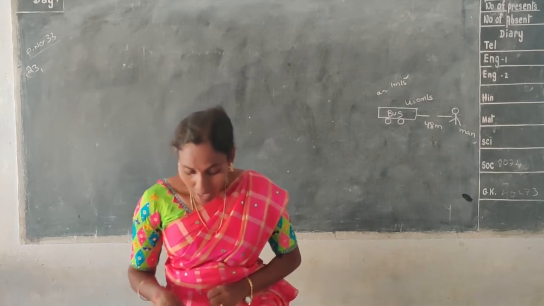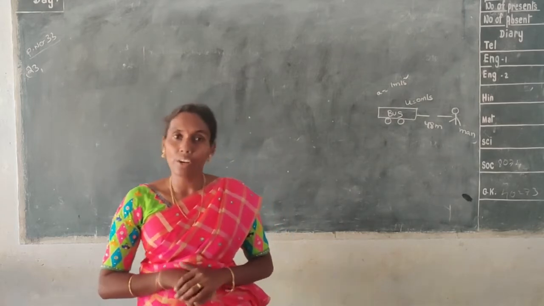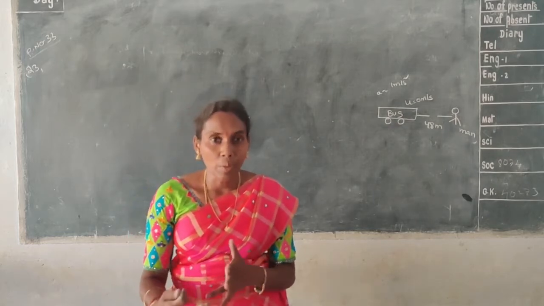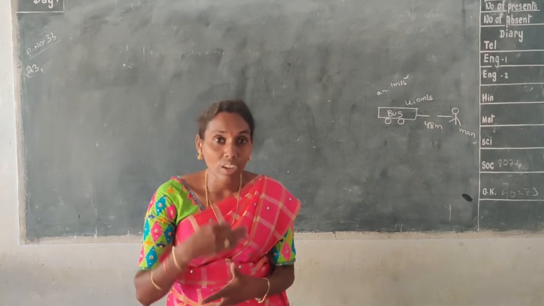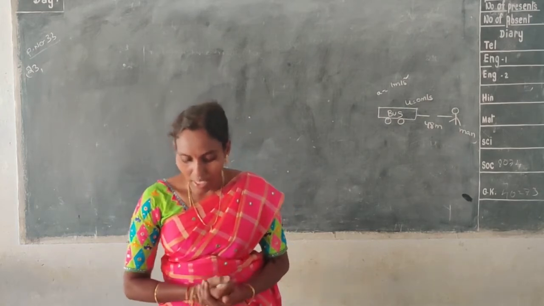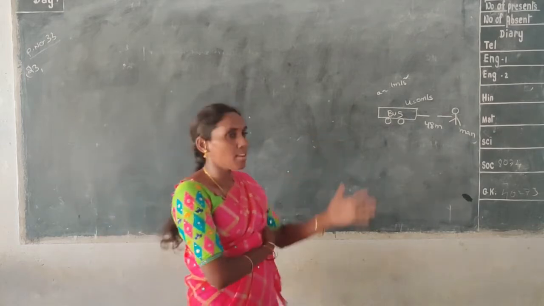And next, at the same time, the man starts running with a uniform velocity of 10 meter per second. At the bus start, at the same time, the man also starts running with a velocity of 10 meter per second. What is the minimum time in which the man catches the bus?